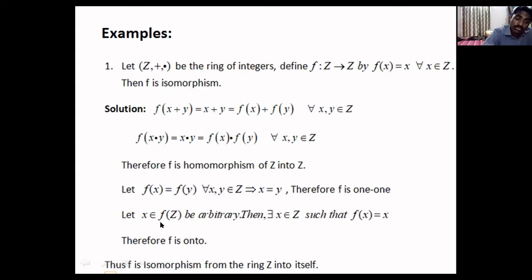Next, we have to prove that f is onto. Let x be an arbitrary element in the image of Z under this mapping. Then there exists x belonging to Z such that f of x equals x. Therefore, f is onto. Here f is a homomorphism, f is 1-1 and f is onto, thus f is an isomorphism from the ring Z into itself.